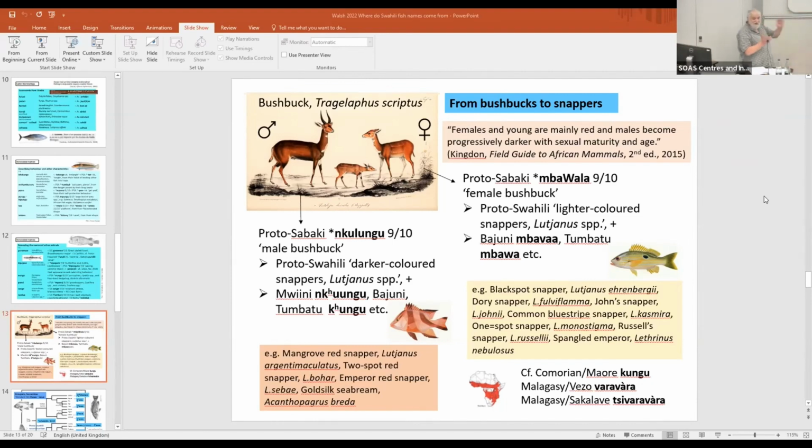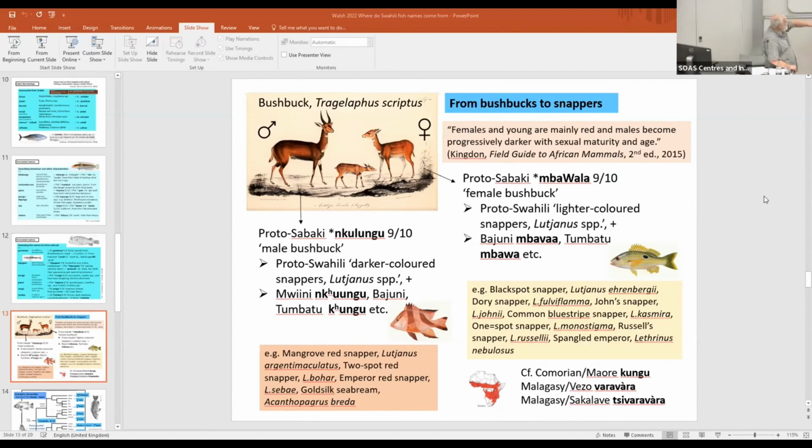So that kind of gendered description of bushbuck has come down in Swahili in a different form as a term for different colour variants, which I found fascinating. I mean, the standard forms of these names are Kungu and Mboa and Mboala. Again, as I say, they're all Bantu, Eastern Bantu names.